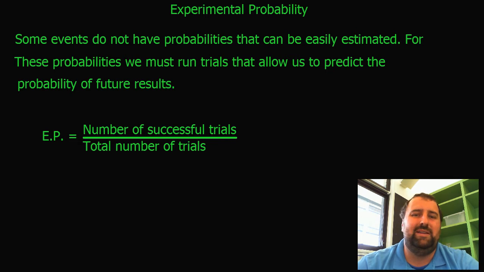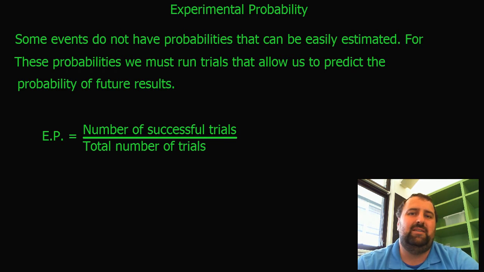So what we look at is what we call experimental probability. Experimental probability is based on previous results. The idea is that we look at any previous thing where this has occurred and we call it a trial.